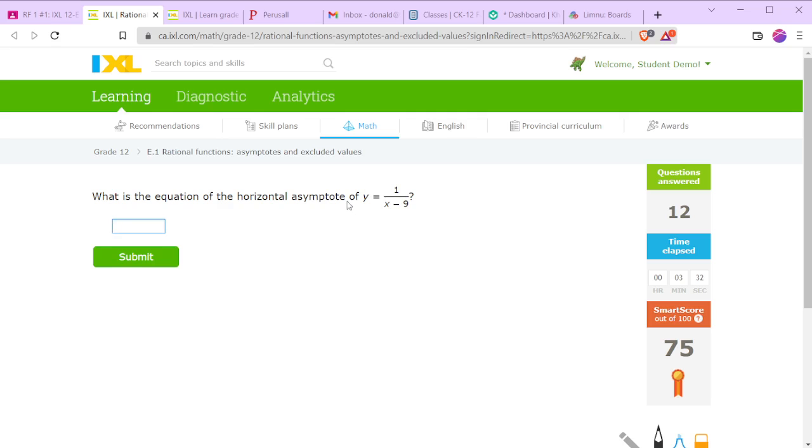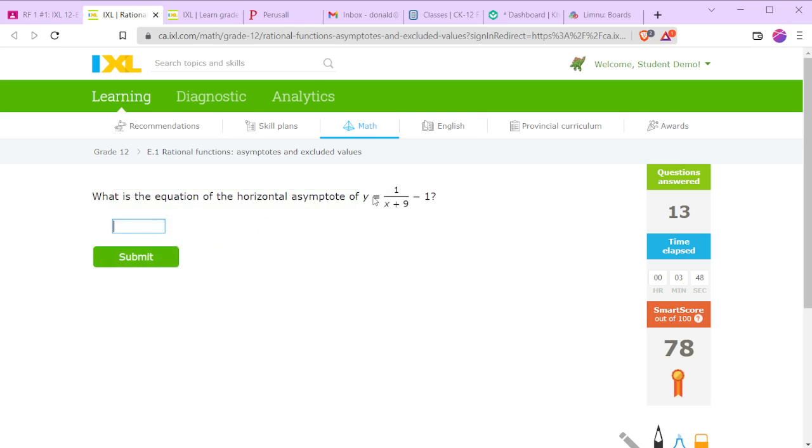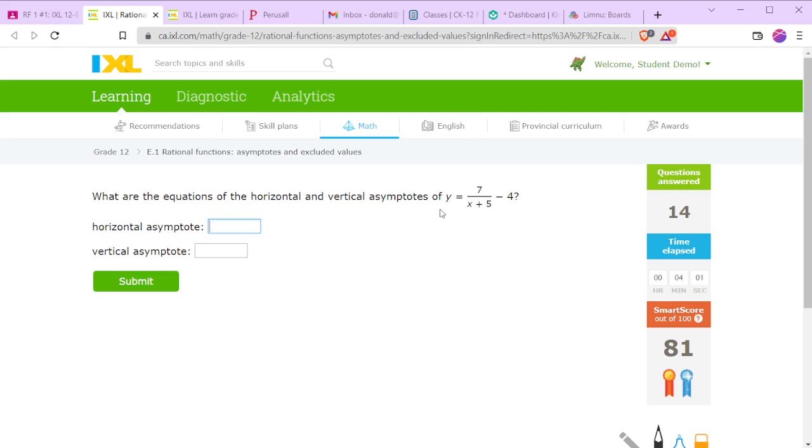Now the horizontal asymptote. What happens when x gets as large as we want? So if x goes to infinity, 1 over infinity is pretty much 0. So that becomes y equals 0. Now this horizontal asymptote, when x goes to infinity, this first fraction goes to 0, but then we subtract 1. So here the horizontal asymptote is y equals -1. Again, horizontal asymptote here, the whole fraction goes to 0. So that's y equals -4.